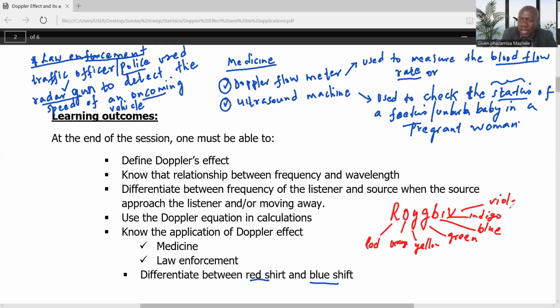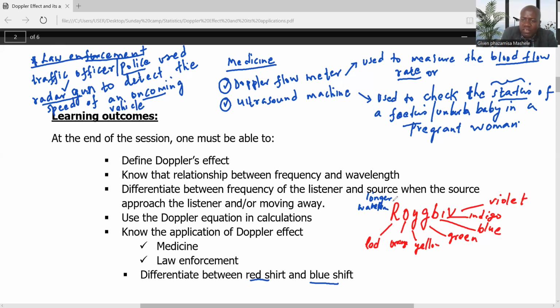Right, in terms of the colors of the spectrum, the red is the one with the longer wavelength. I apologize, I said shortest earlier. Red color has a longer wavelength. So now I want to talk about the red shift and blue shift. Red light has a longer wavelength.